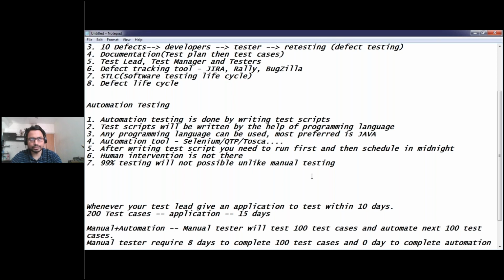So the first question is how you will identify which test case can be automated and which test case can be manual. So basically, first of all, you need to write your test cases. Suppose you have written 200 test cases. Out of 200 test cases, you need to check by your product knowledge how many test cases will be dynamic and how many test cases will be stable. So it will be as per your product knowledge.